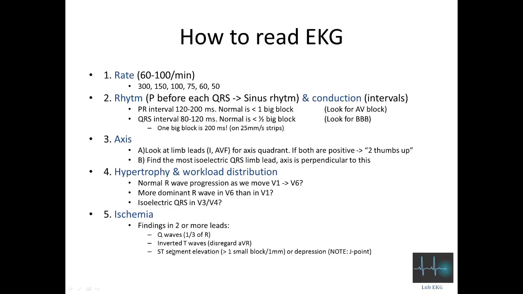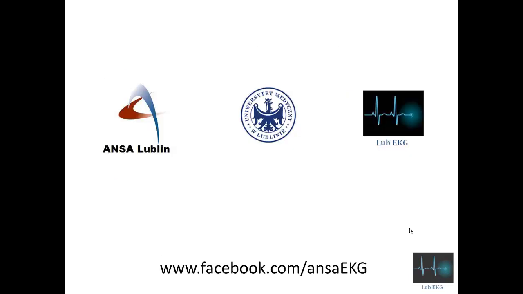Secondly, ischemia, shown by inverted T waves, and please disregard AVR, because remember its position over the patient's right shoulder makes it a mirror image of the heart. And lastly, we look for ST segment elevation by 1 small block or more, or depression. And please note that it is the J point, this angle between the QRS and the isoelectric line or T wave, that we look for.